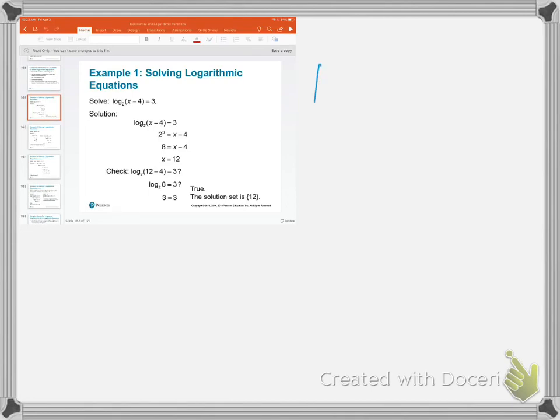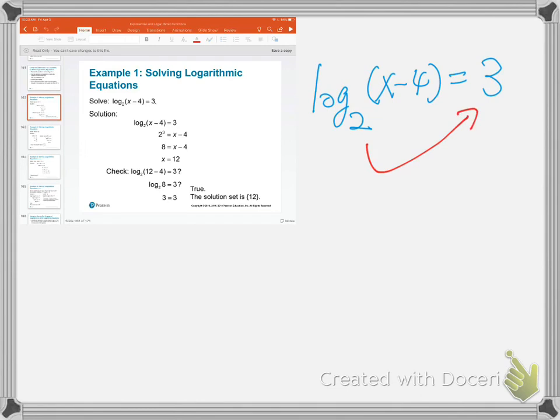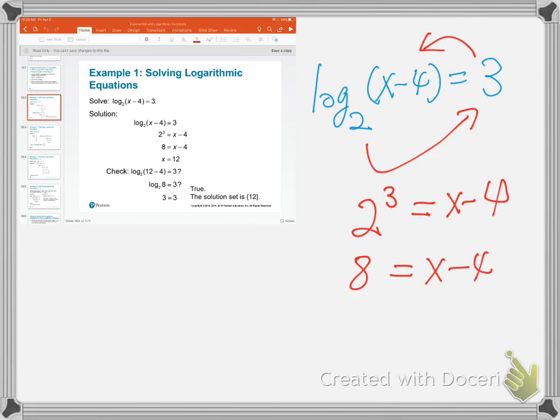Our first example, log base 2 of x minus 4 is 3. So what's the definition of log? It's either counterclockwise or clockwise, right? So we change log notation to exponential form. So 2 to the third power is x minus 4. So what's 2 to the third power? 8. So 8 is x minus 4. Plus 4 plus 4, we got 12 is x. Okay, so step 1 is the crucial step.